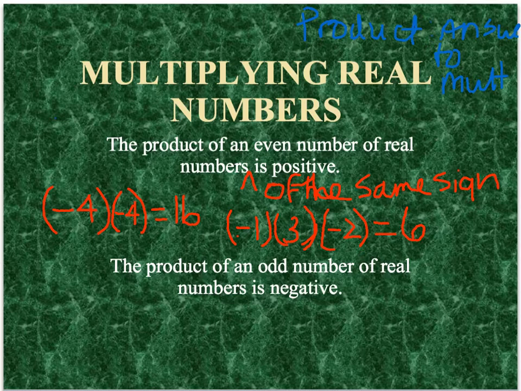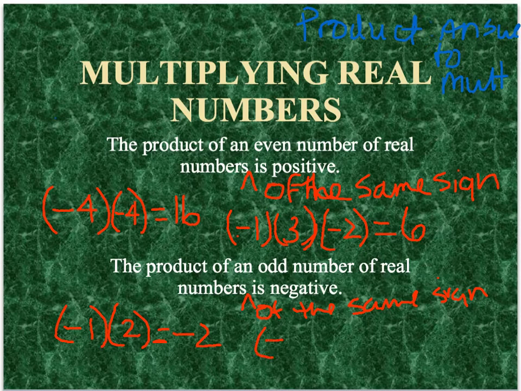On the other side, if I am multiplying an odd number of real numbers of the same sign, my answer is negative. So, for example, if I'm doing -1 times +2, well, there's an odd number of negatives, so my answer will be negative. It'll be -2.